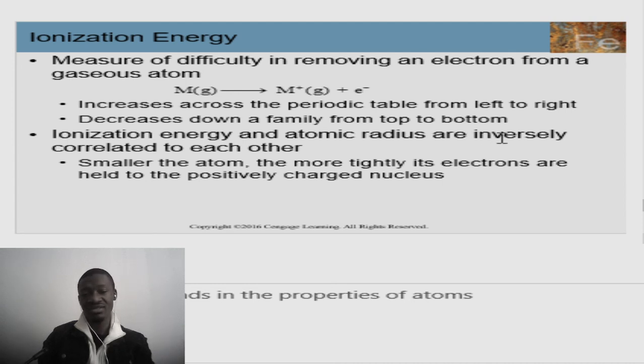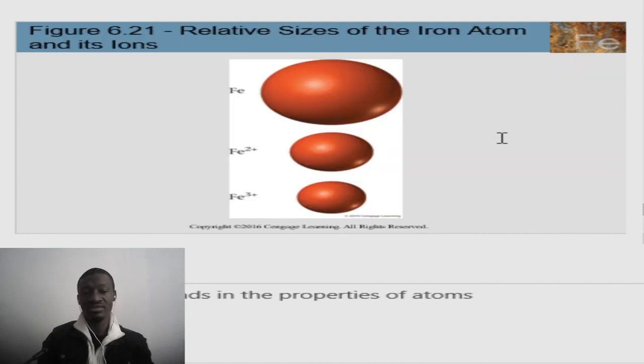So it means that one is opposite from the other, in simple terms. The smaller the atom, the tighter its electrons are held to the positively charged nucleus. So hence this is what it looks like. Remember, iron is 26. When it loses 2, you have this. When it loses 3 electrons, you have this.